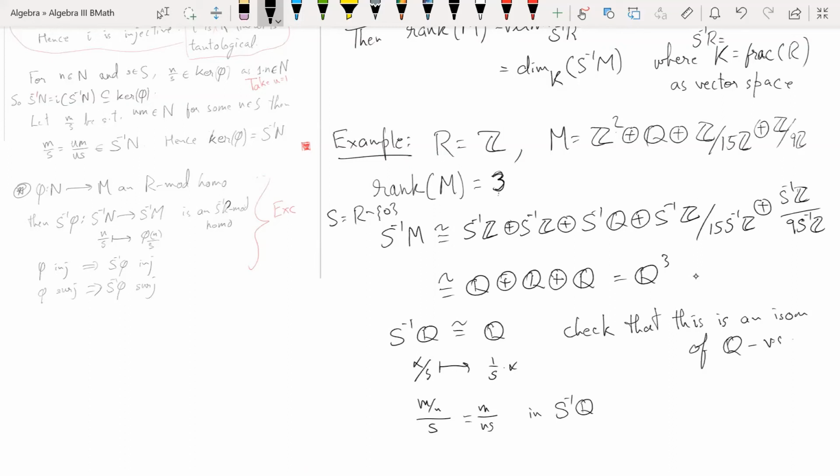And hence you will get that this map is not just S inverse R linear. It's not only Q linear, but it's also bijective. So a lot of things get clubbed together here.